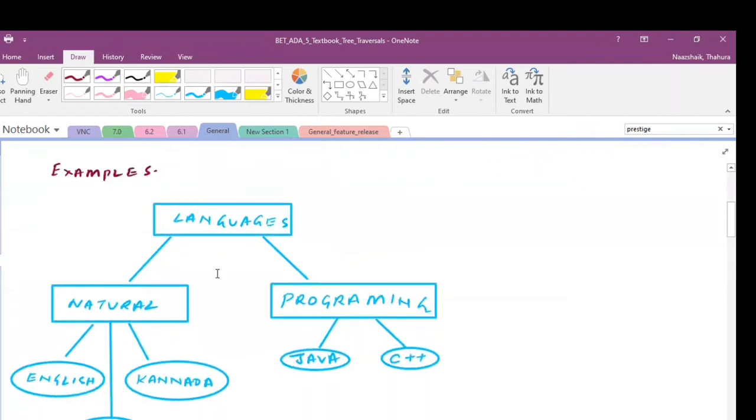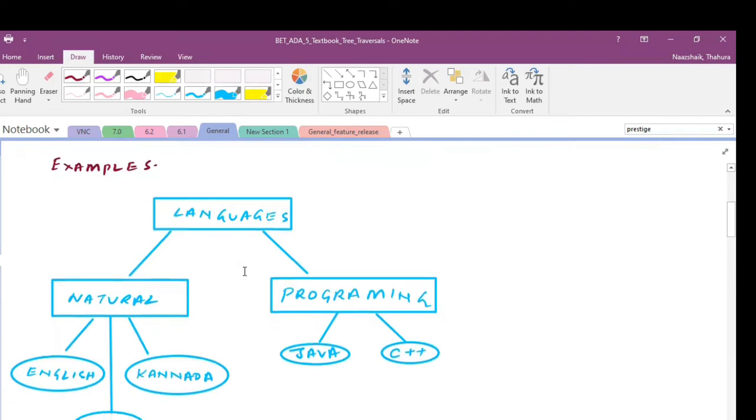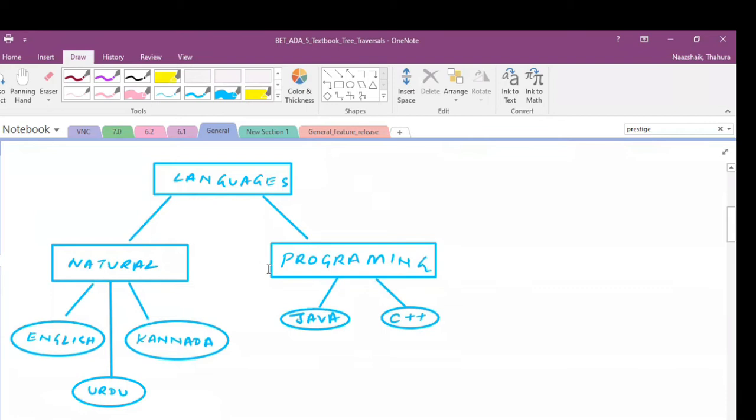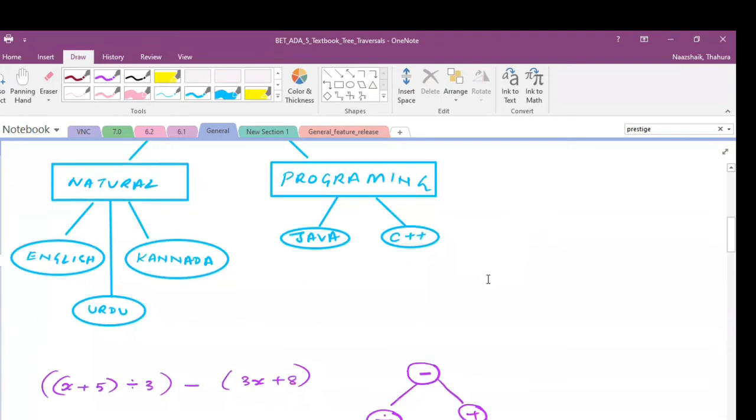Examples of trees, we see this very commonly. Wherever you want to do some kind of branching and relationship, you can use trees. Say if you take languages, you can classify them as natural and programming. And then there are different types of languages, right? You can put them something like this.